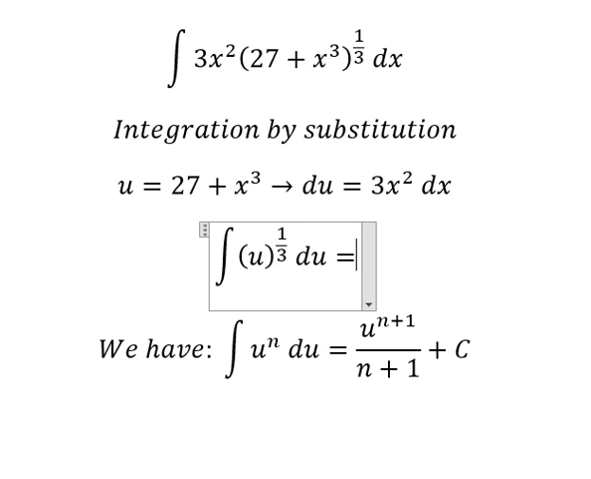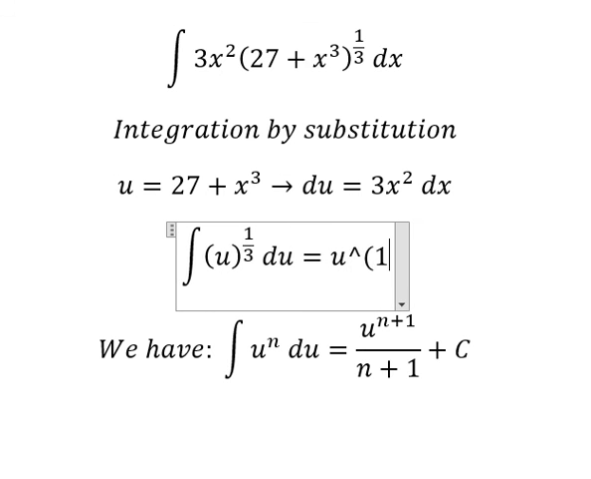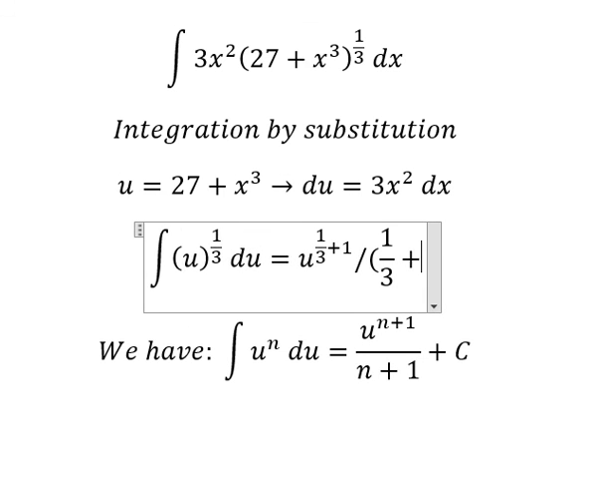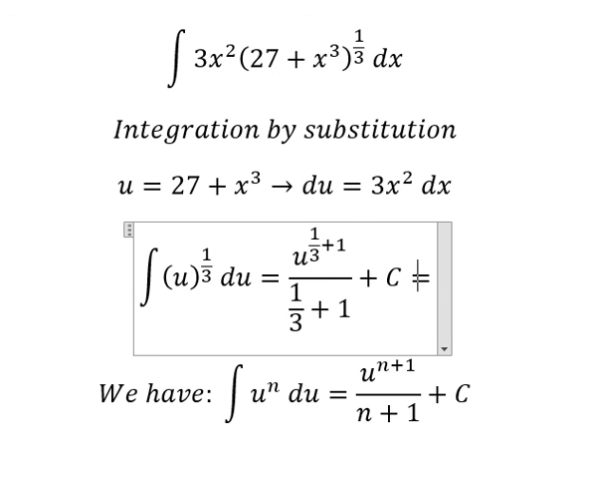So for this one, you get u to the power of 1 over 3 plus 1, over 1 over 3 plus 1, and we put c.